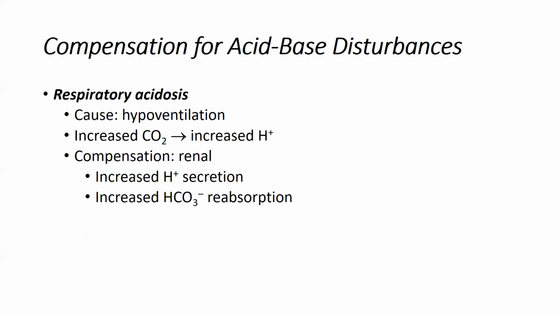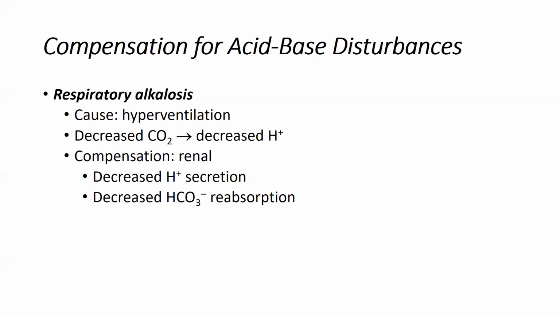Okay, what is the second thing we're going to want to do if we're holding on to excess acid? Reabsorb bicarbonate, right? You're holding on to excess acid in the blood. You either increase the rate of secretion of hydrogen ion, losing some of that acid, or you increase the rate of bicarbonate reabsorption. Okay, let's talk about respiratory alkalosis.